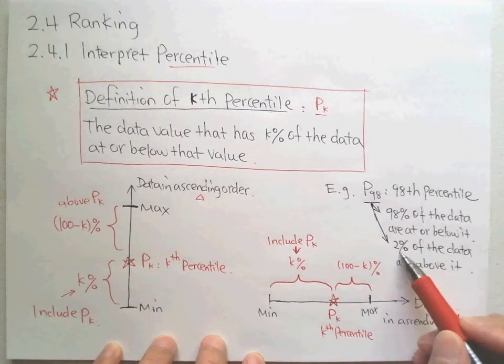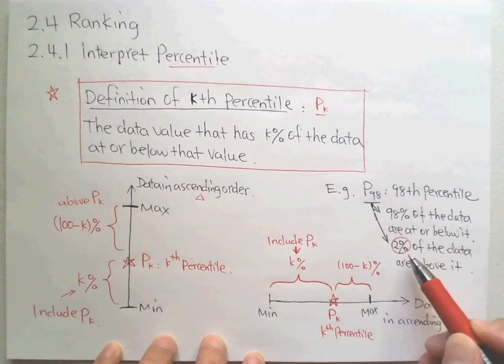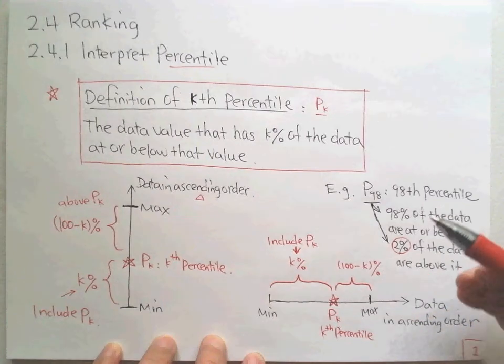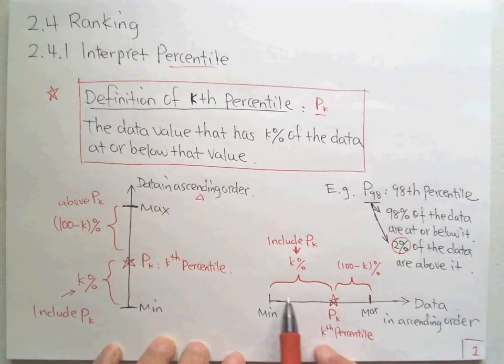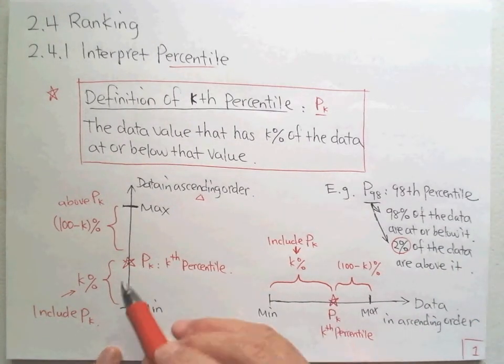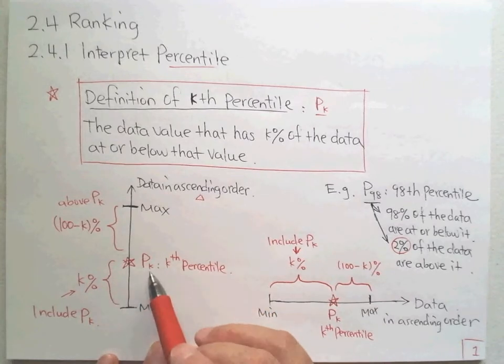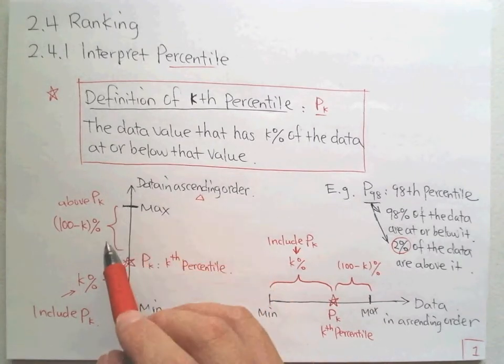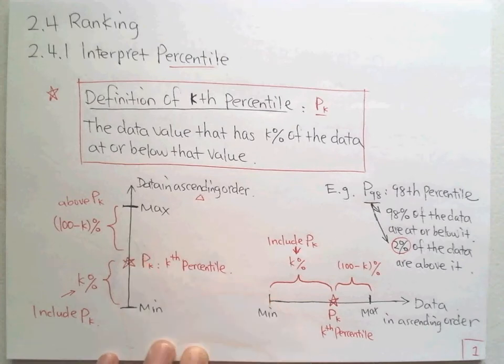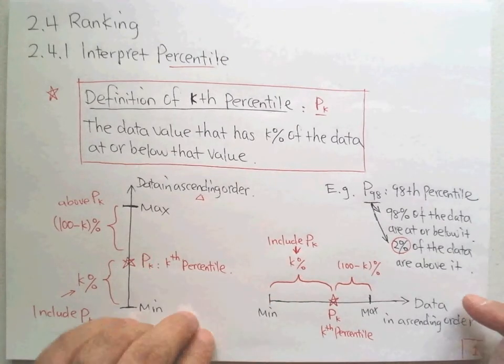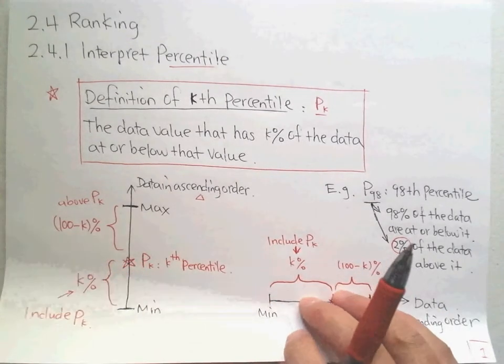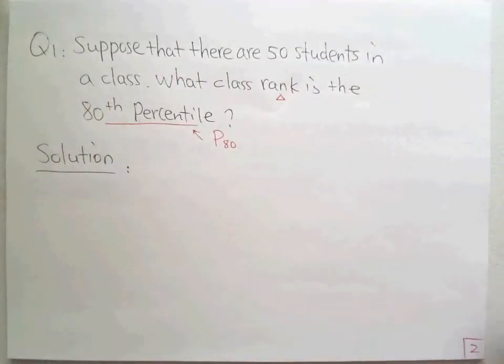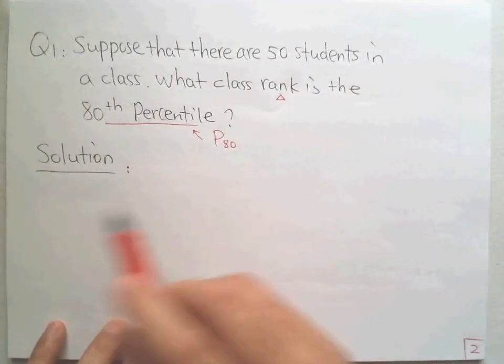So this is very useful for finding how many data are above or how many are below. But don't forget, below includes this percentile. Above does not include the percentile. This is the definition. And I'll show you two examples of how to interpret the percentile. We'll look at these questions.